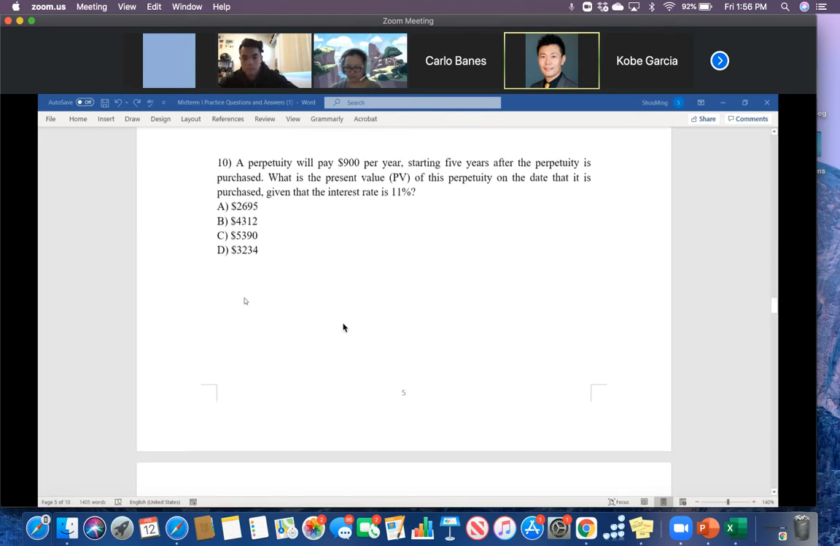So let's jump to question 10. In question 10, we are dealing with perpetuity issues, right? A perpetuity will pay 900 per year starting 5 years after the perpetuity is purchased. The question asks us, what is the present value of this perpetuity on the date when it was purchased, given the interest rate equal to 11%?